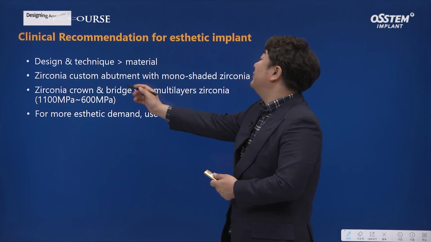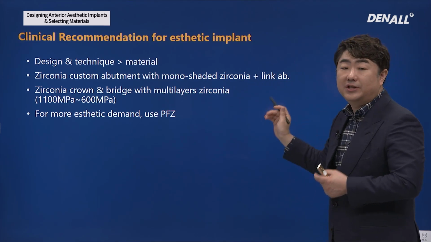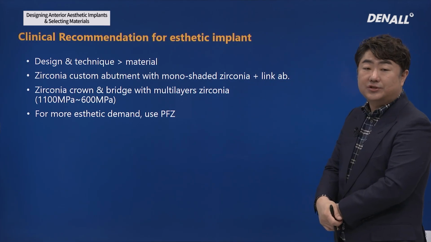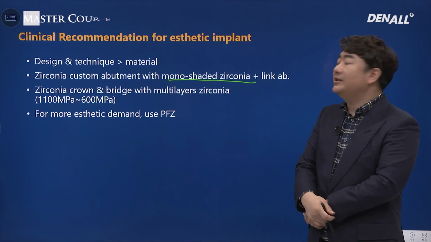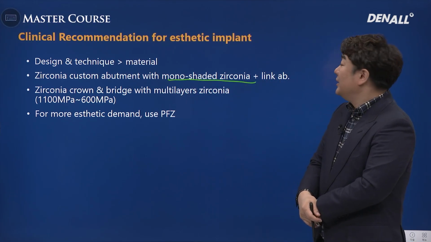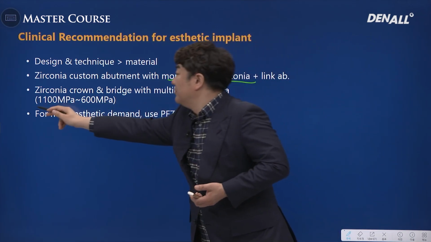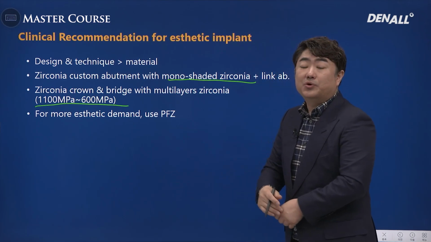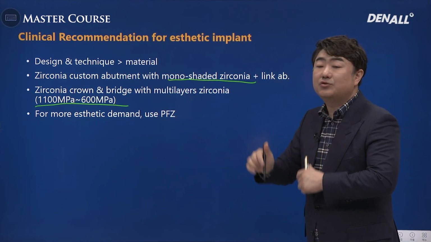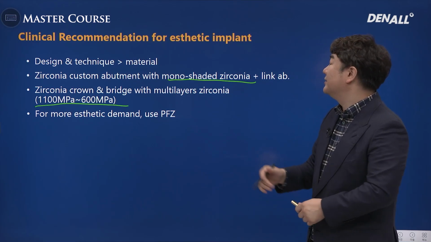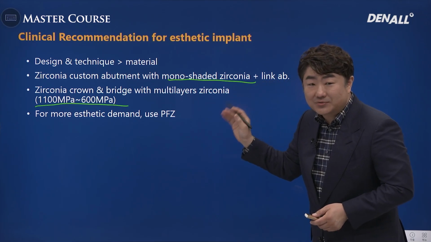For implant cases, the recommendation is to use a zirconia custom abutment along with a link abutment. And a monoshade 1000 megapascal zirconia block is recommended. Composite multi-layer blocks are recommended for fabricating crowns. It should have about 1000 megapascal strength in the cervical area and 600 megapascals in the incisal area.